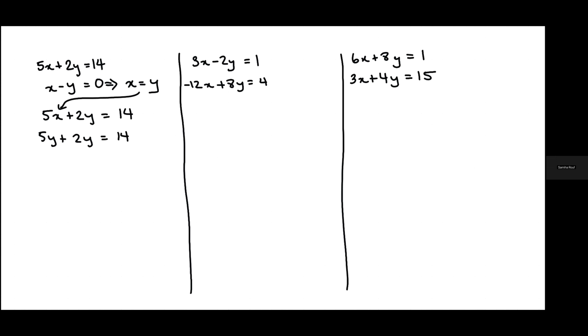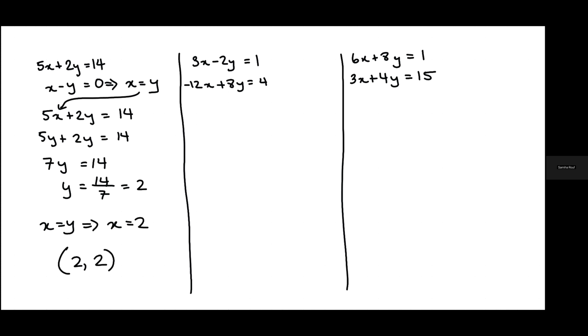So we get 7y equals 14. Then divide by 7, which gives you 2. Okay, so we got y equals 2, and then we can go back. Well, x equals y according to our substitution, which just means x should also equal 2. So we do have one solution here, and it's (2, 2).